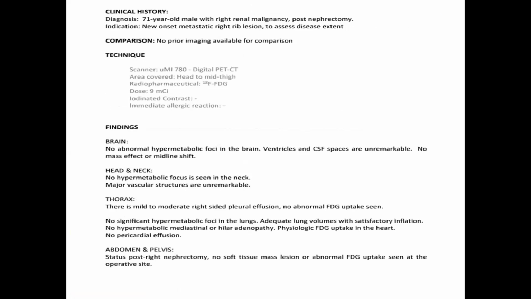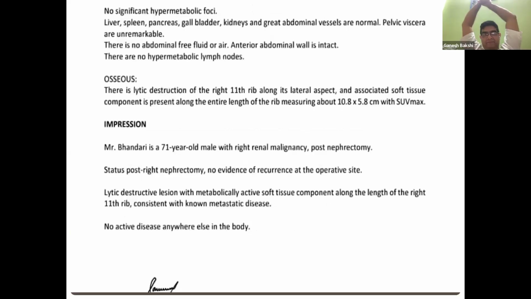Show us the final impression. So it is a lytic destructive lesion with metabolically active soft tissue component along the length of the right 11th rib, consistent with known metastatic disease. This is the main finding. It's a big thing, 10.8 by 5.8 centimeter.